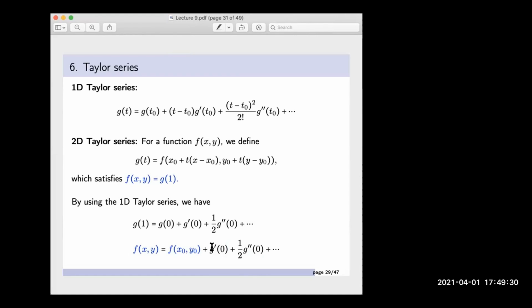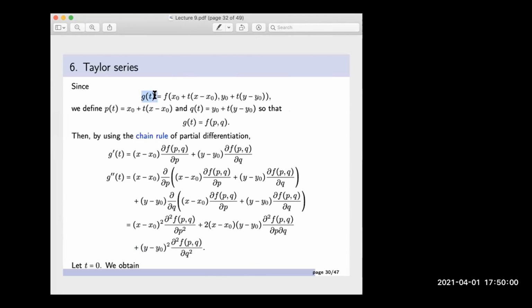For example, this term should be first order partial derivative of f. Just like here, here it is the first order derivative of g, and the last term should be related to second order partial derivative of f, just as here it's double derivative of g. So let's compute what is the third and the fourth term.